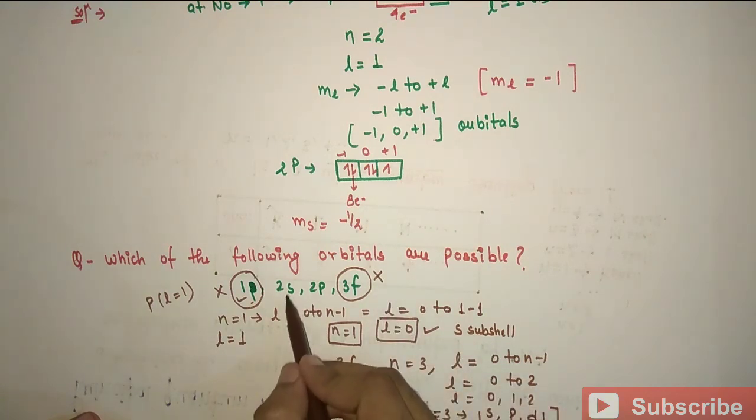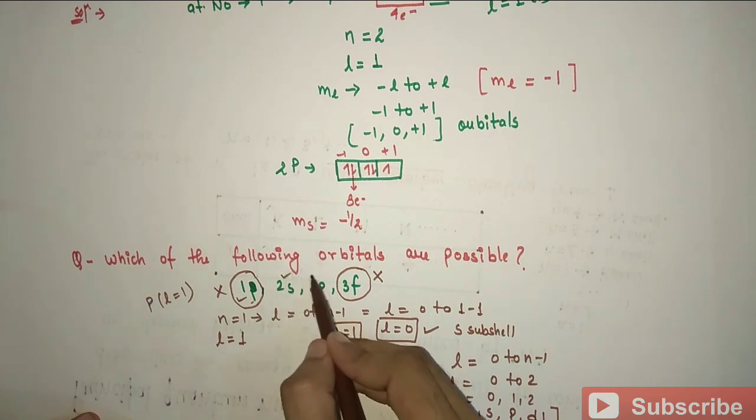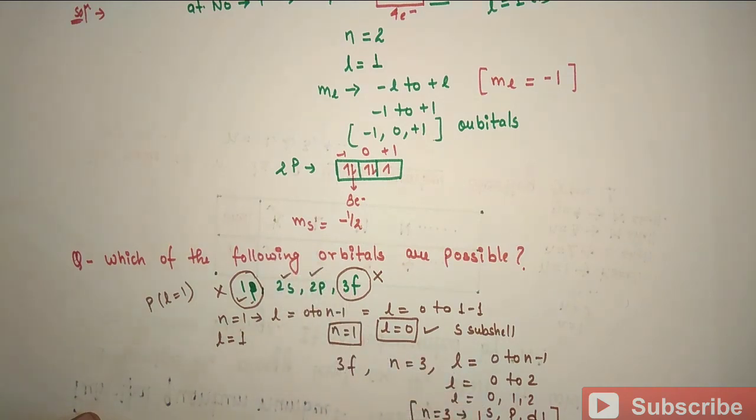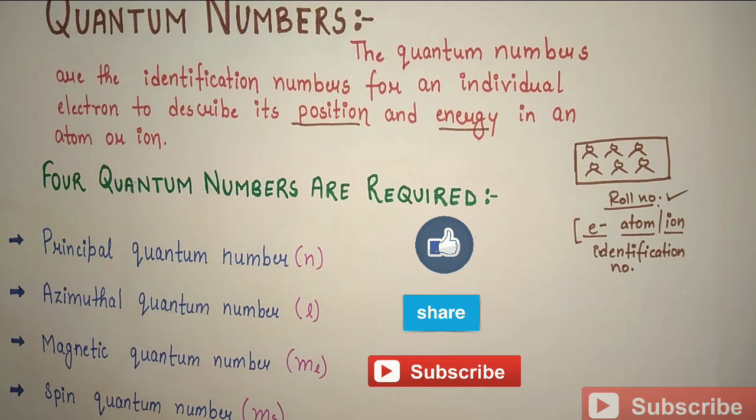And 2s and 2p do exist. You can check on your own. So this is all about the quantum numbers.